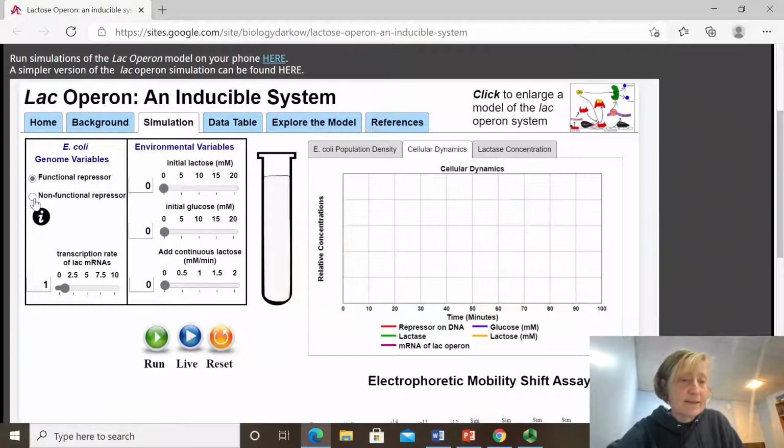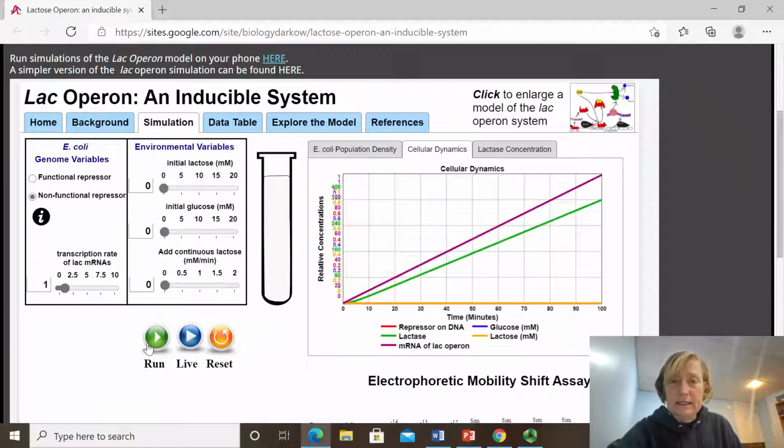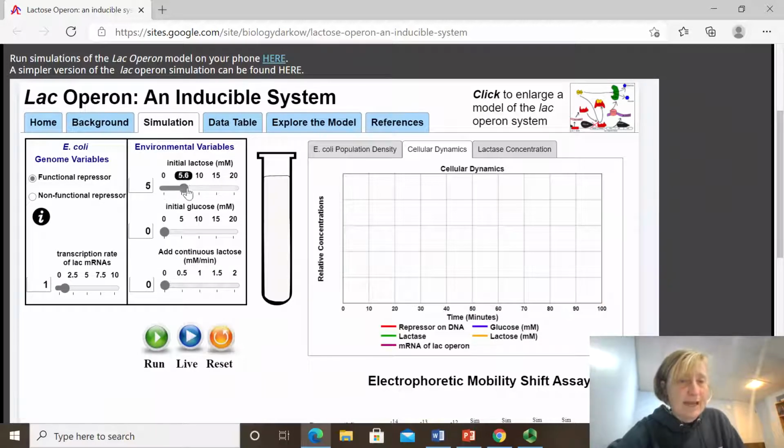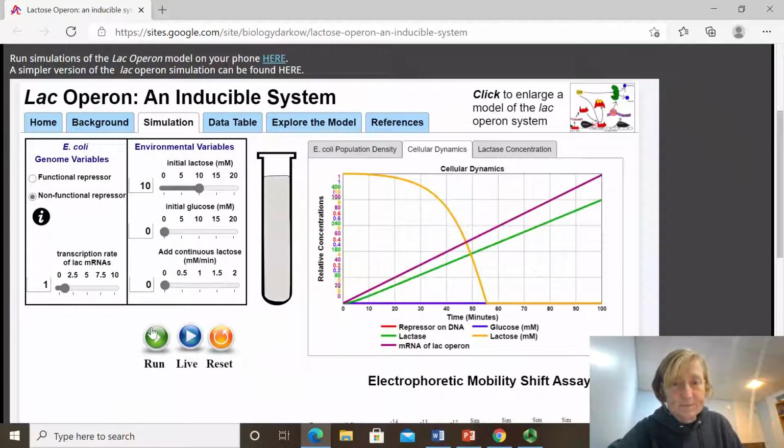So reset this, hit the repressor being broken, and wait. We forgot to do something. We forgot to add, sorry, let's redo this. We have to add the same amount of lactose. Let's try that again. Okay, that's a little better.